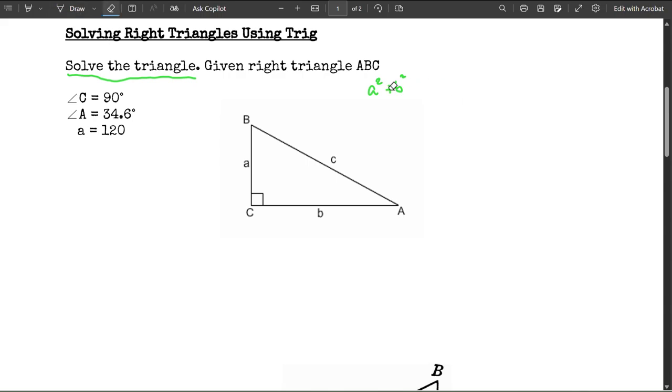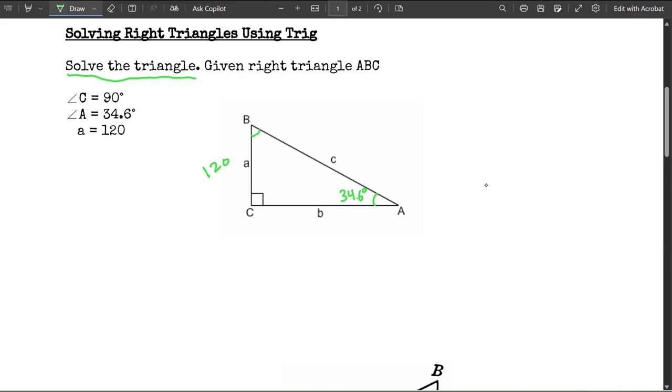Okay. Now we're going to fill in the triangle with the information given. So it tells us that C is 90 degrees. All right, that's already 90 degrees. A, the angle of A right here, is 34.6 degrees. Very nice. And side A is 120. All right. So now our job is going to be to find B, C, and angle B up here.